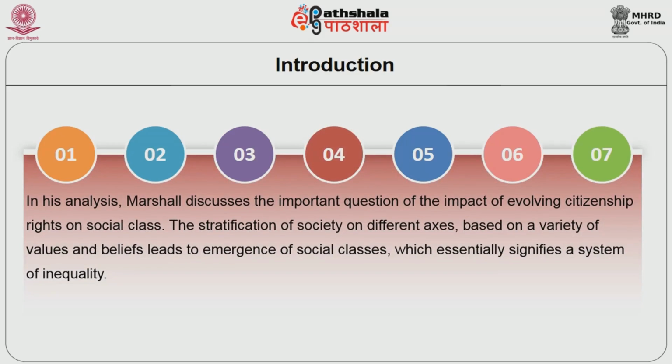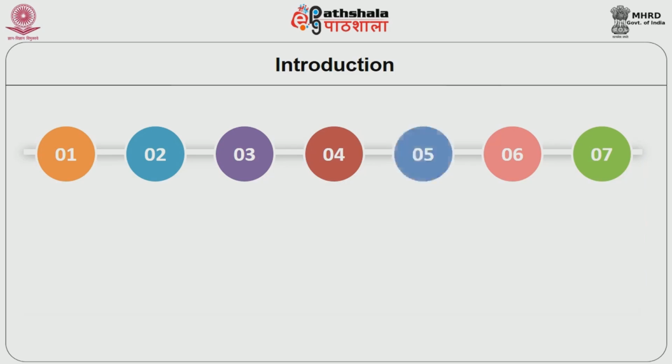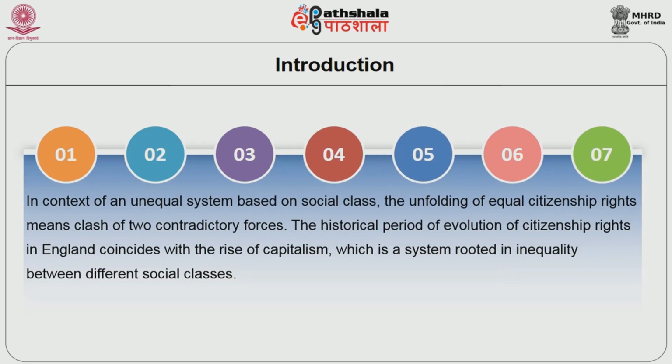In his analysis, Marshall discusses the important question of the impact of evolving citizenship rights on social class. The stratification of society on different axes based on a variety of values and beliefs leads to emergence of social classes, which essentially signifies a system of inequality. In context of an unequal system based on social class, the unfolding of unequal citizenship rights means clash of two contradictory forces. The historical period of evolution of citizenship rights in England coincides with the rise of capitalism, which is a system rooted in inequality between different social classes.